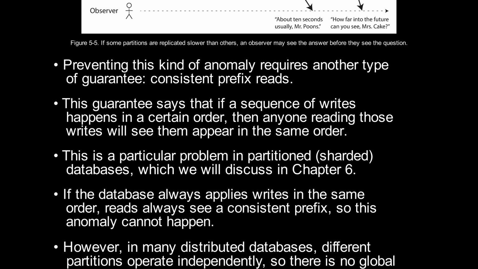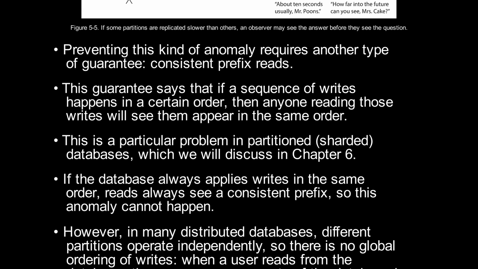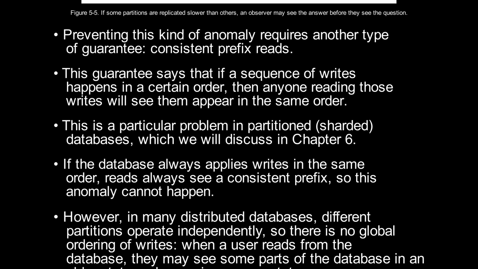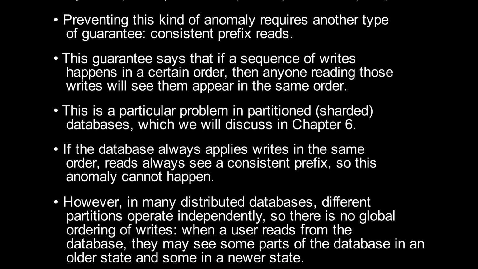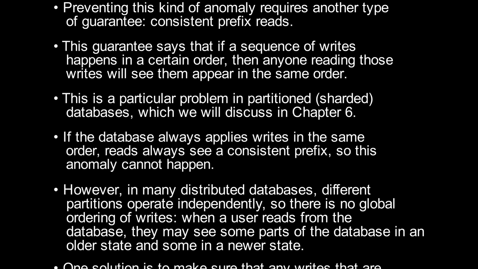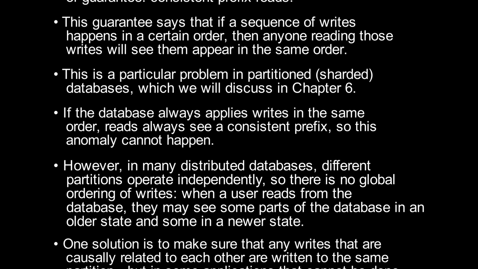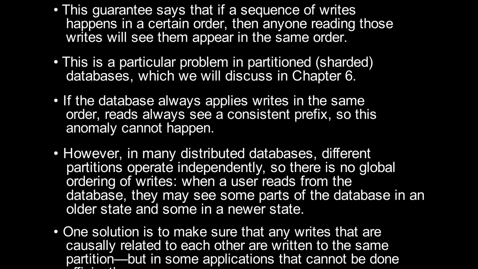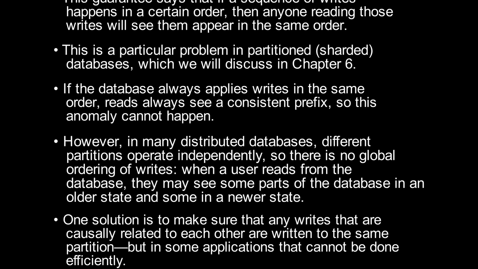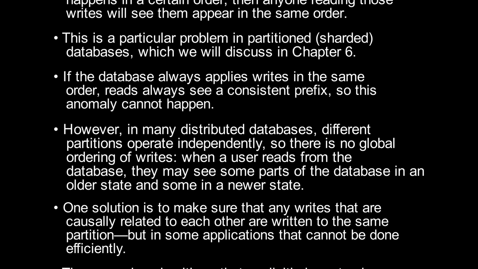If the database always applies writes in the same order, reads always see a consistent prefix, so this anomaly cannot happen. However, in many distributed databases, different partitions operate independently, so there is no global ordering of writes. When a user reads from the database, they may see some parts of the database in an older state and some in a newer state.